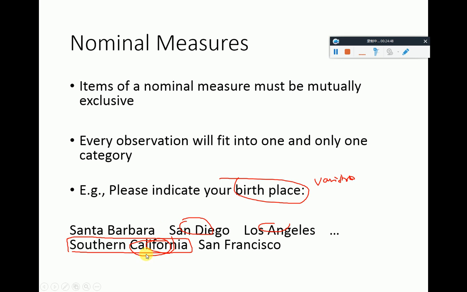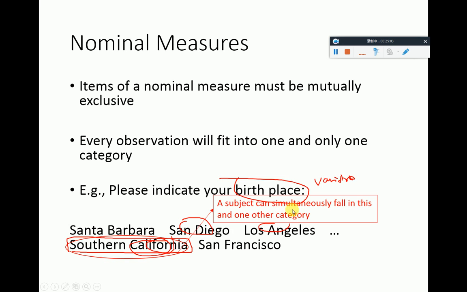We should avoid that. The easy solution, of course, will be to take this out, right? And only keep the counties, so to speak. So this here is the explanation. Okay, you can simultaneously fall in this and some of the other categories.